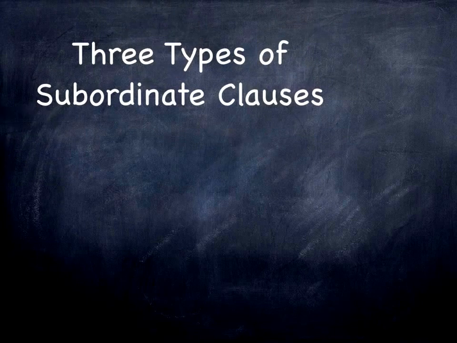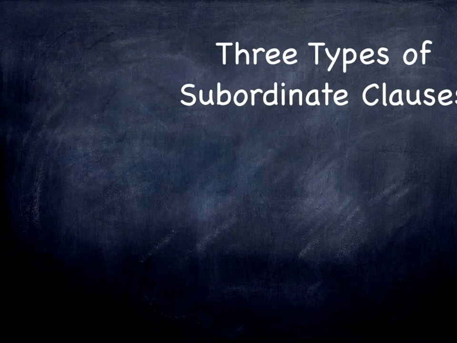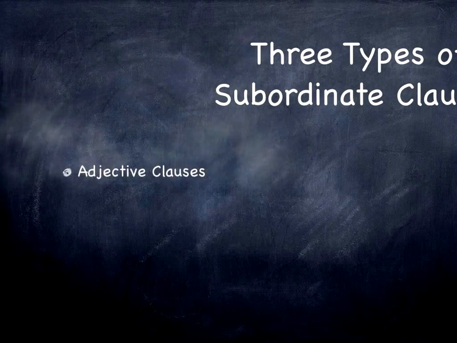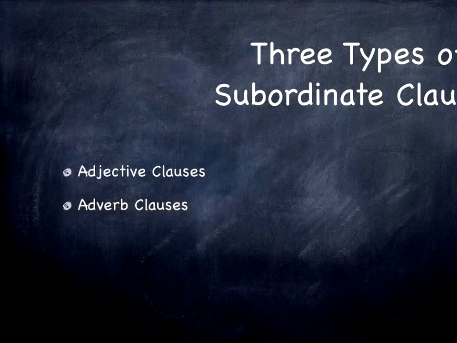The ones we're really going to concentrate on, though, are those groups of words that have a subject and verb but cannot stand alone. In other words, they don't express a complete thought. So we call these subordinate or dependent clauses. We'll be calling them subordinate clauses, but in many grammar books they will call this a dependent clause. There are three types that we looked at: adjective clauses, adverb clauses, and noun clauses.